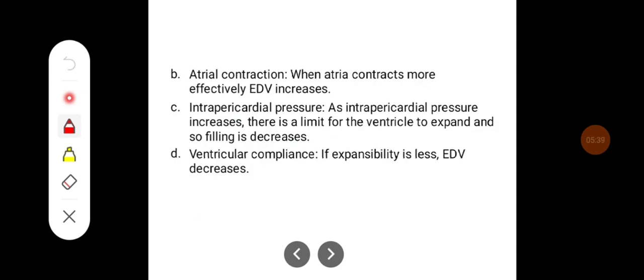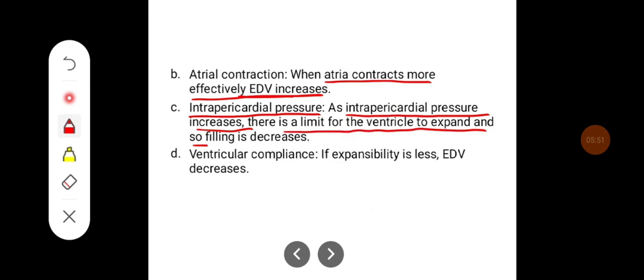Atrial contraction. When the atria contract more effectively, the end-diastolic volume increases. Intrapericardial pressure. As intrapericardial pressure increases, there is a limit for the ventricle to expand, and so filling is reduced. It depends on ventricle compliance as well. If the expansibility is less, the end-diastolic volume reduces.